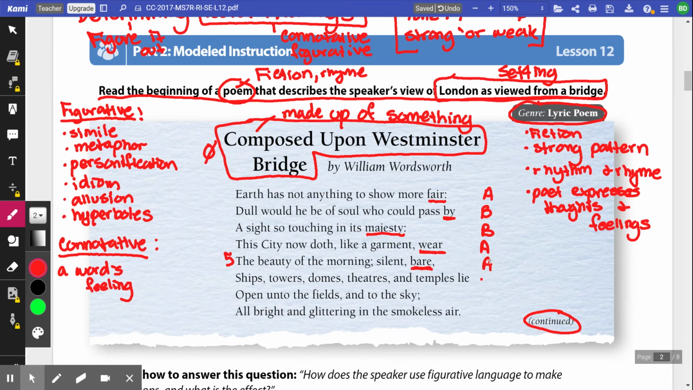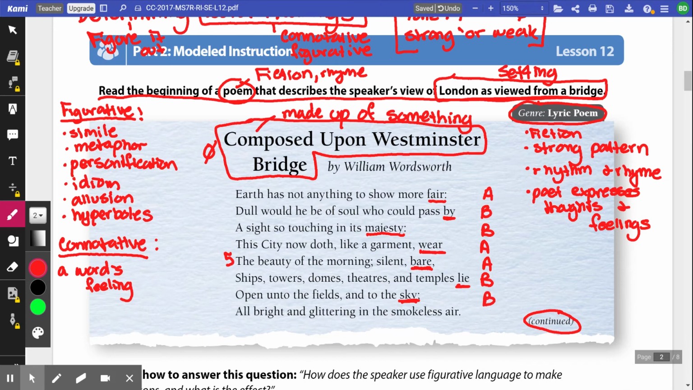So next we have line 6. The last word is lie. Does lie rhyme with fair? Does lie rhyme with buy? That's pretty close, right? So lie gets the letter B because it rhymes with by and also majesty, right? So we're going to move on to line number 7. We've got sky: sky, by, lie. Those rhyme. So if you think that this one should get the letter B as well, you would be correct.